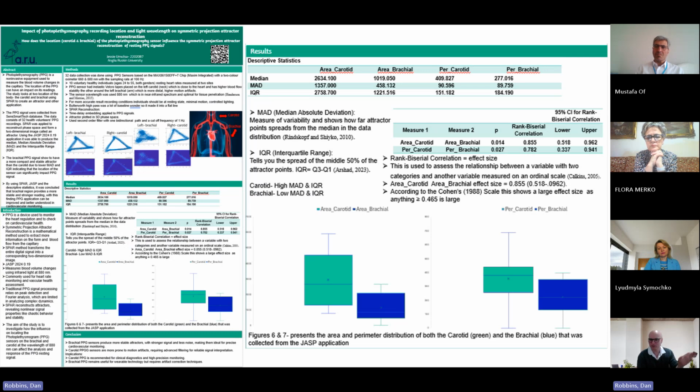Can I look at an attractor and go, is it rotated? Is it smaller? Is it fat on one side and thin on the other? And interpret some physiological meaning.